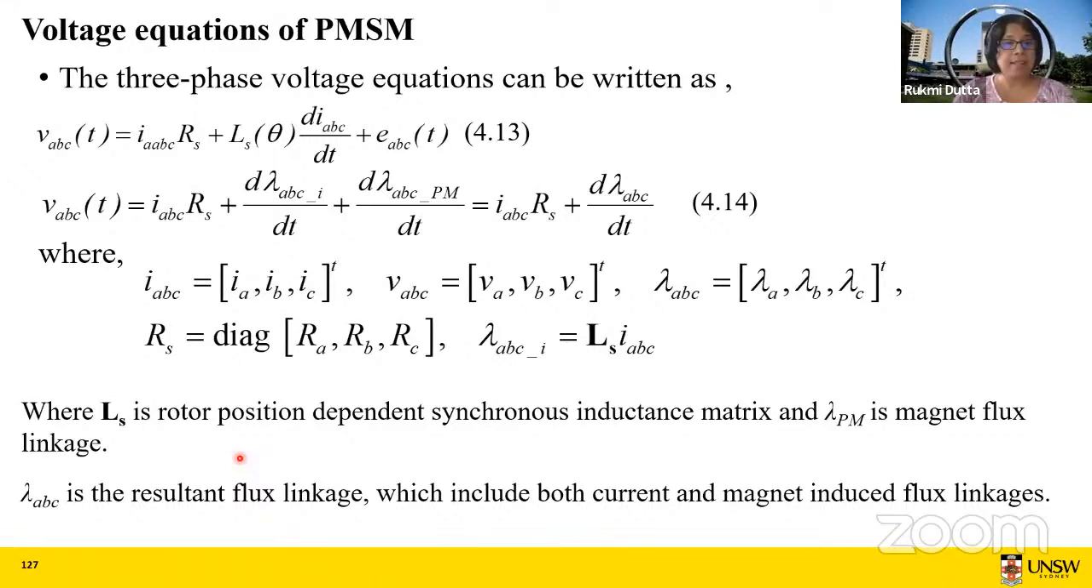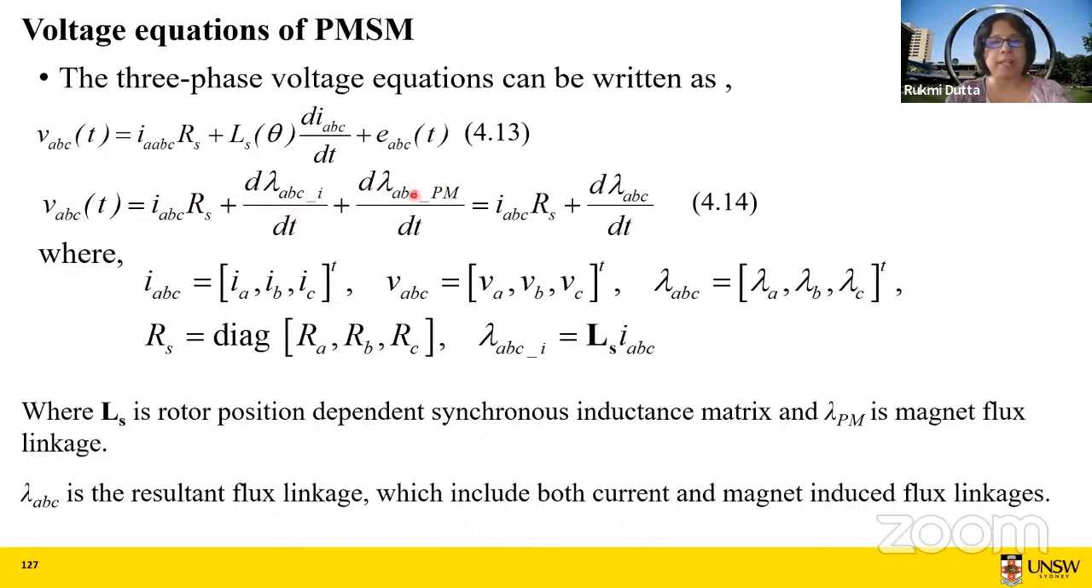Now, how does it help us? So our voltage equation, if you recall, was that our inductance is a function of theta, I ABC, and lambda ABC. These are time varying quantities. And in a PM machine, obviously, the EMF, E ABC, is coming from the permanent magnet, and inductance drops relate to the current induced flux linkage.